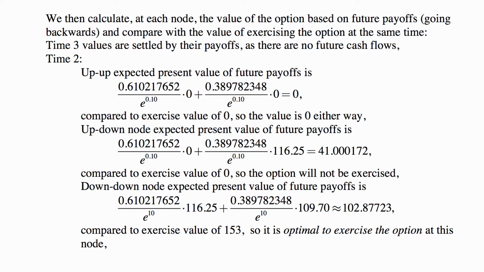Down node expected present value of future payoffs is approximately 102.87723, based on the probability of going up and down and discount factor of 1 over e to the 0.10, and the two payoffs that we calculated. While the exercise value is 153, so it is optimal to exercise the option at this node.